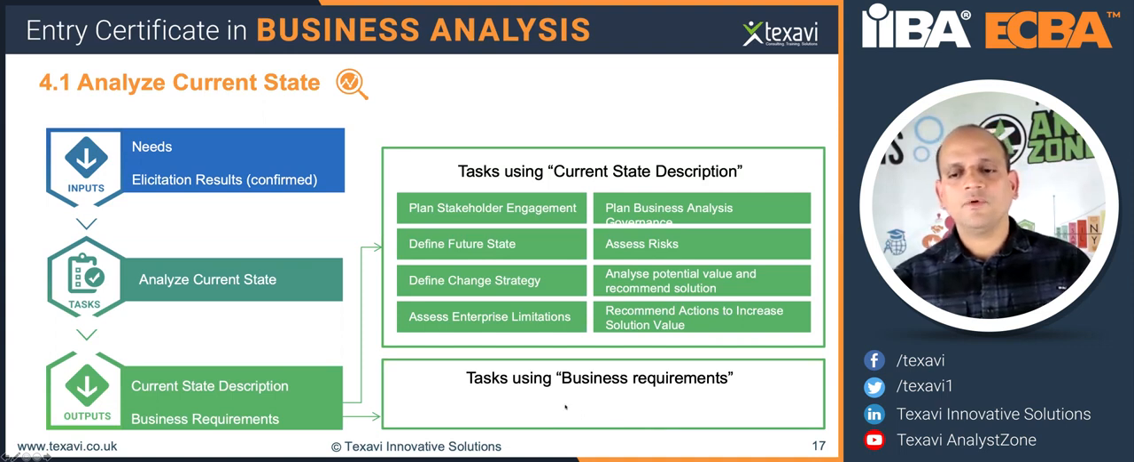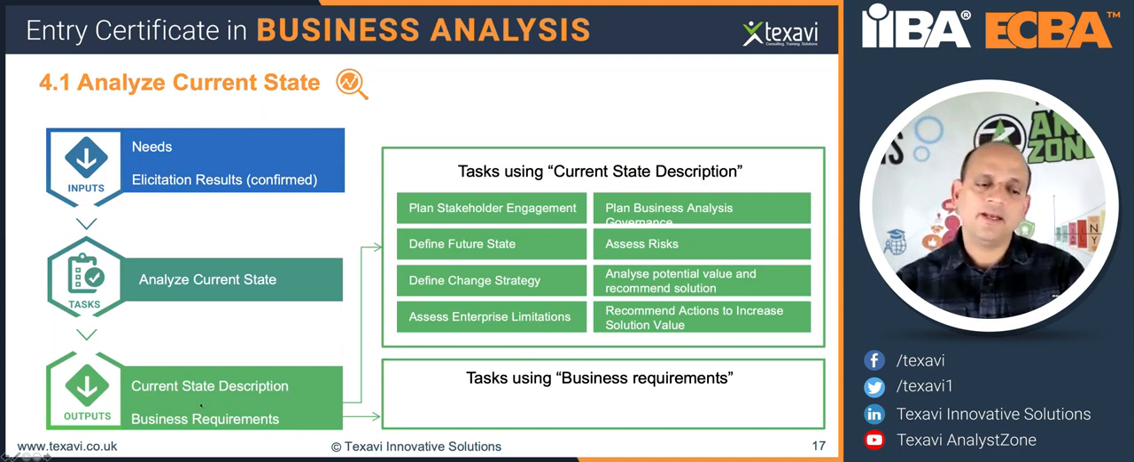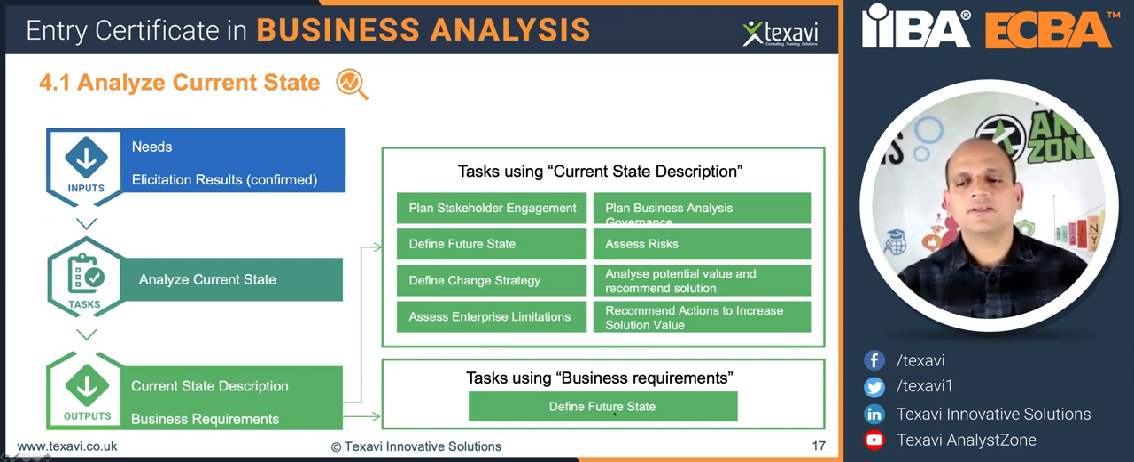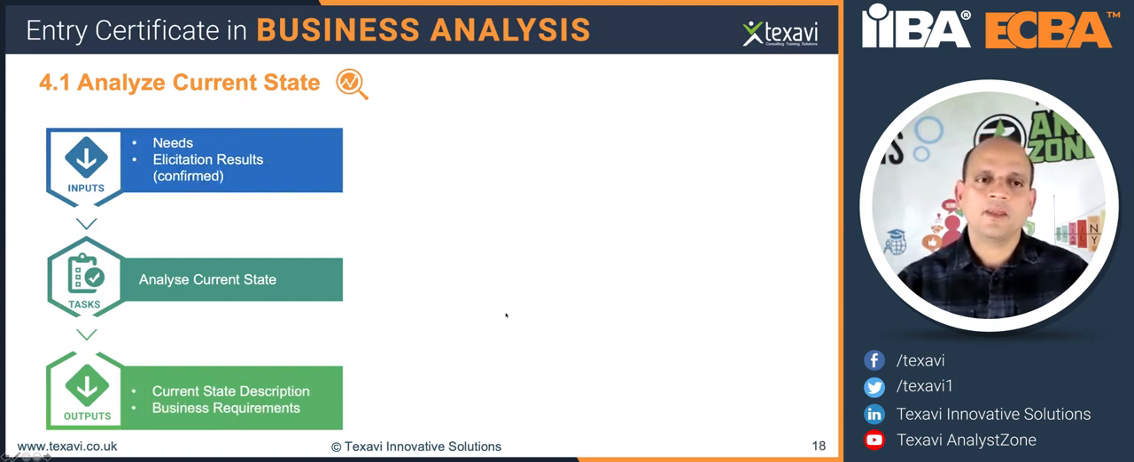So what are the things that are involving the business requirements? Obviously, we would need to also use the current state description as an input, and then it would give you the output of business requirements. But also you would need to understand that the definition of future state would come up as an output from outside this analyze current state. So it is going to take some of the information and the insights that you gather through all these different tasks, and that will feed into a definition of the future state.